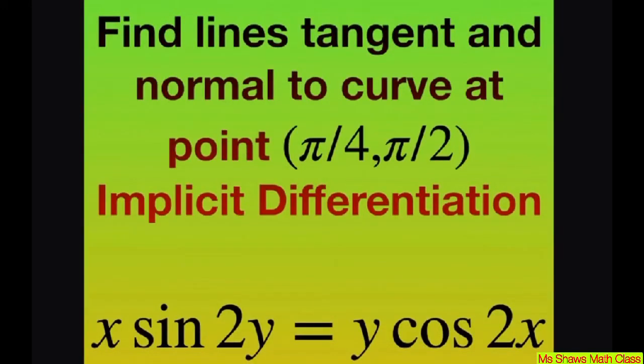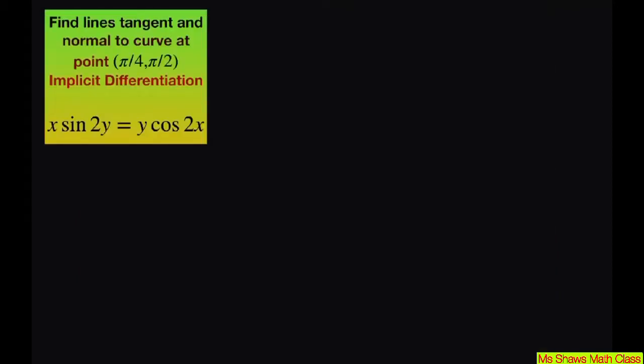One, we're going to find lines tangent and normal to the curve at the point (pi/4, pi/2) using implicit differentiation. We have x sine of 2y equals y times cosine of 2x. Both sides of the equation need the product rule.